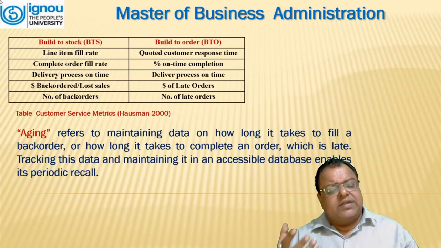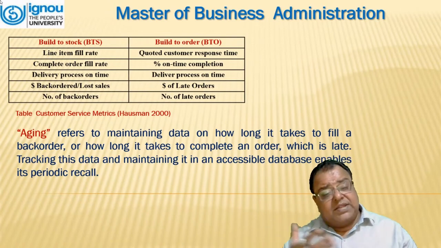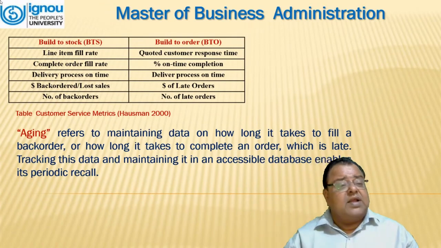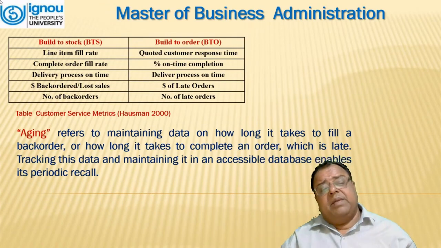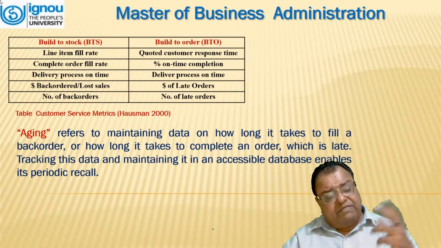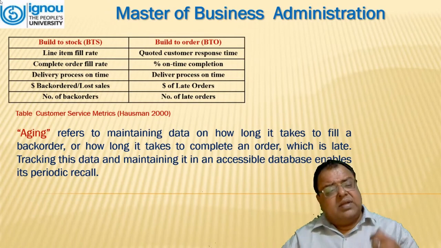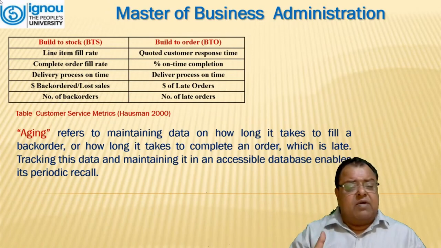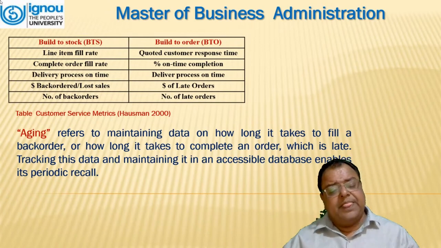As the supply chain is related to two things, built to stock or built to order, if we compare these two activities in terms of customer service metrics, build to stock, that is BTS, means line item fill rate, complete order fill rate, delivery process on time, back ordered or lost sales, and number of back orders.